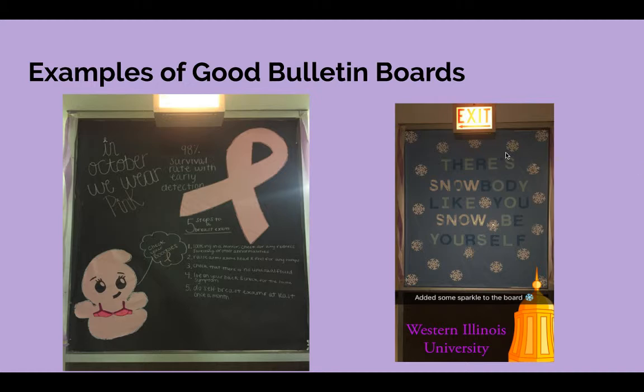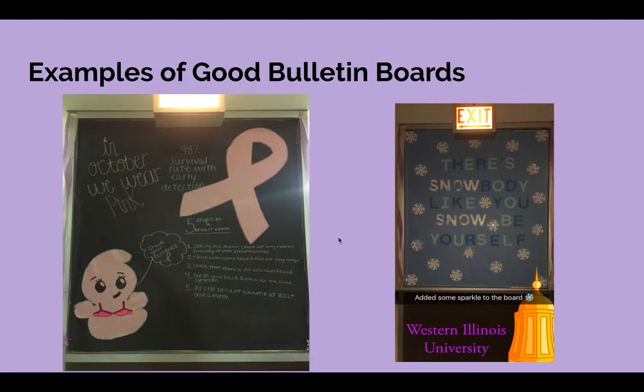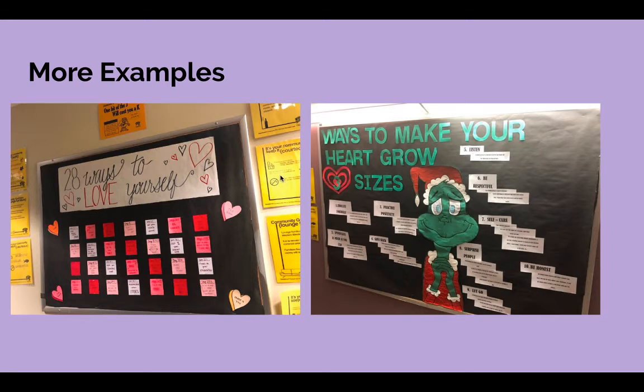As you can see in this slide, there's 2 bulletin boards. There's an educational one and a fun one. The educational one is one that they had in October, and it showed them some ideas of what they can do for Breast Cancer Awareness Month. This one, you can tell that they probably used this one in February, and this is an example of a self-care one. This one is probably one that they used in December.